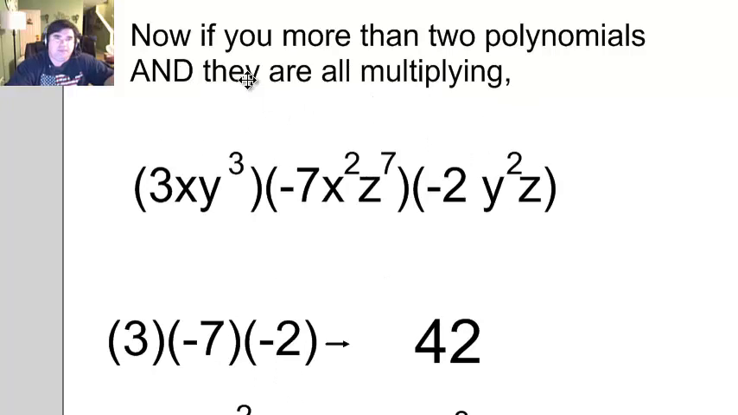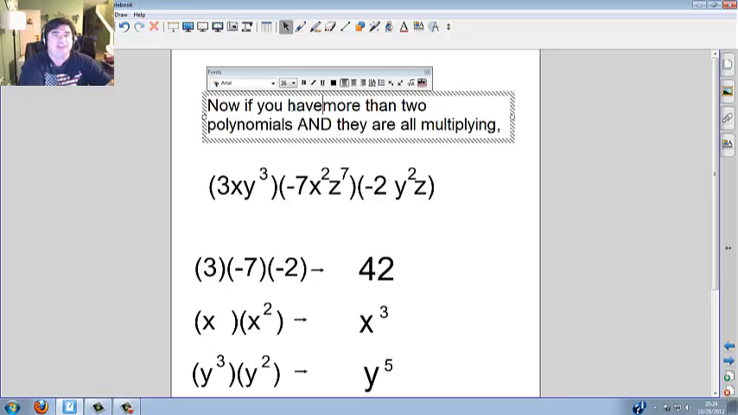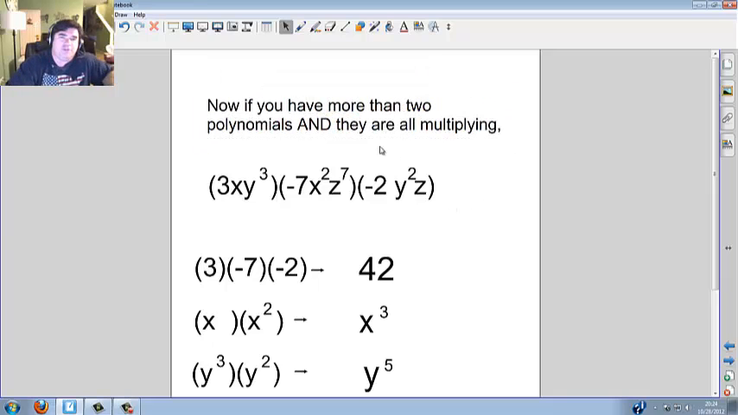Excuse me. Next page. Now, if you have more than two polynomials and they're all multiplying, well, we can do the same thing, but positive times negative makes a positive, so I know that.